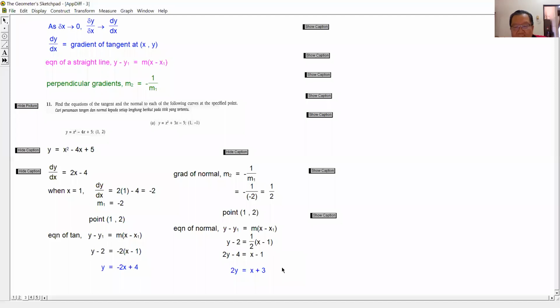You need to make the 2y become y. Make sure there's no denominator. If you want a denominator, then you use y equals mx plus c. So if I put my final answer as y equals 1 over 2 x plus 3 over 2, is that okay? Can.